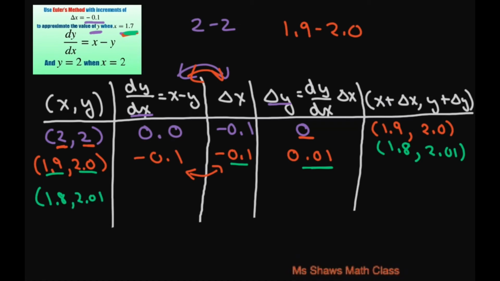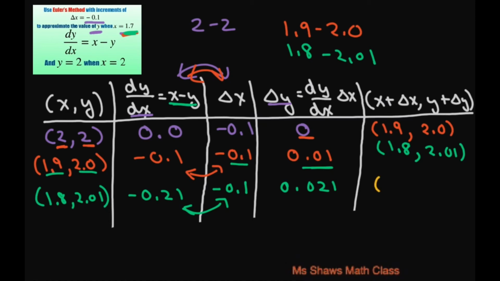And we're going to subtract 1.8, we're doing this part here, minus 2.01. That's going to give you negative 0.21. Our change of x is the same because that's given. And then you multiply these two, and that gives you 0.021. Now all we have to do is our x plus delta x. So you subtract that, you get your 1.7.